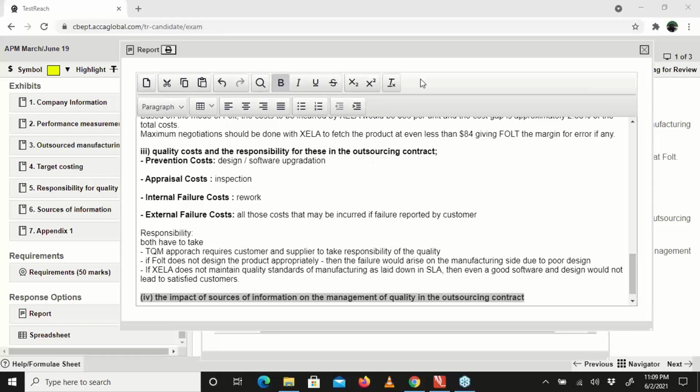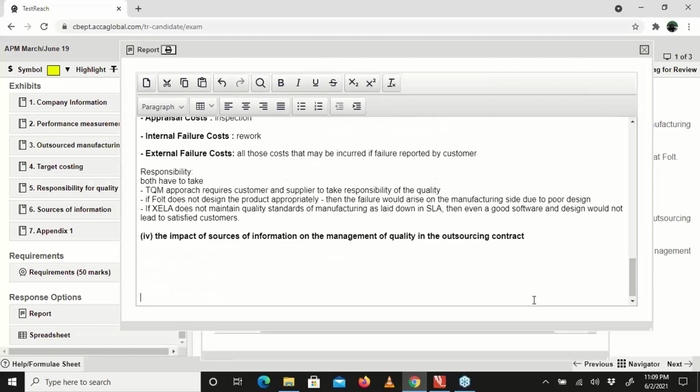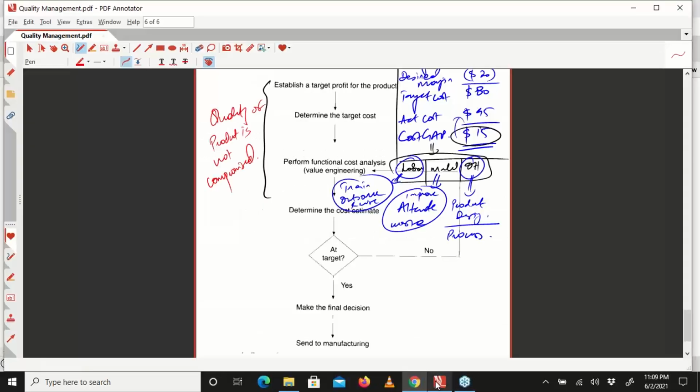Okay, now let me guide you with respect to this. It's a very vague requirement, and one of those requirements which you might not do properly in the examination. He's saying impact of the sources of information on the management of quality in the outsourcing contract. Now just think about it. I'm just going to open some of my workings for you just to give you a bit of an idea.